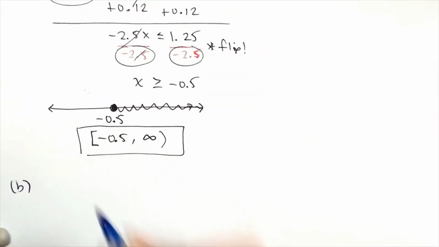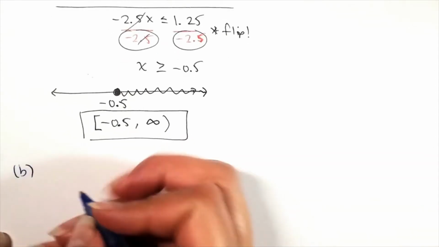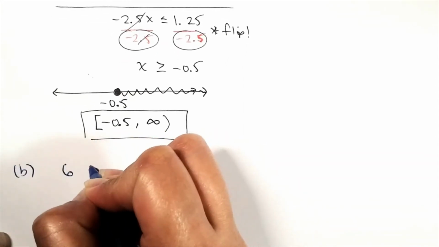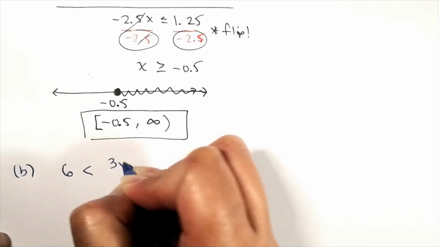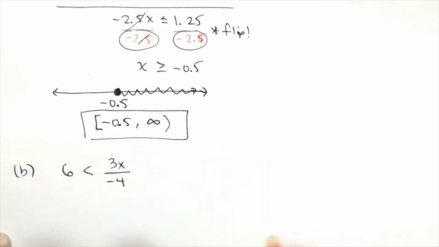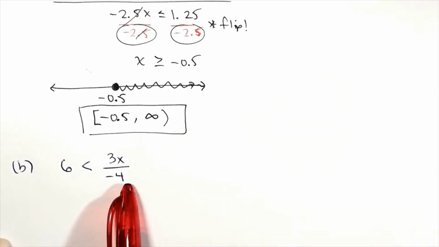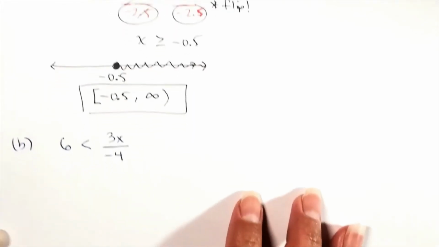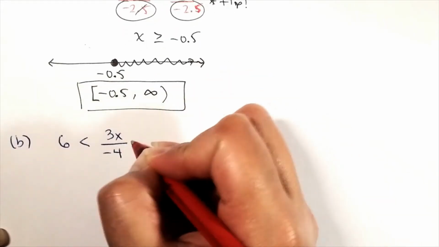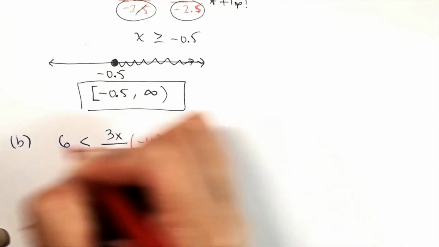Problem B. We have 6 is less than 3x over negative 4. First things first, let's work our magic to isolate the desired variable. But this fraction is getting in my way, so let's get rid of it. To get rid of the division by negative 4, let's multiply both sides by negative 4.